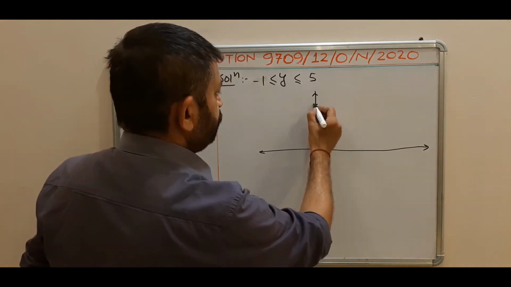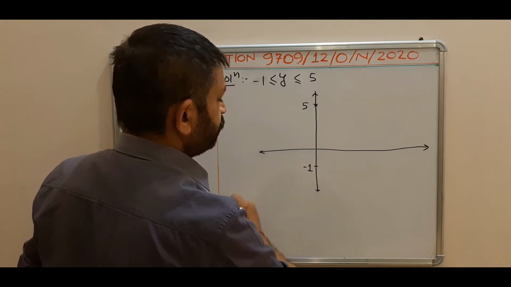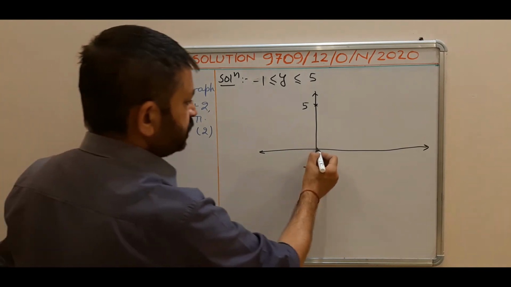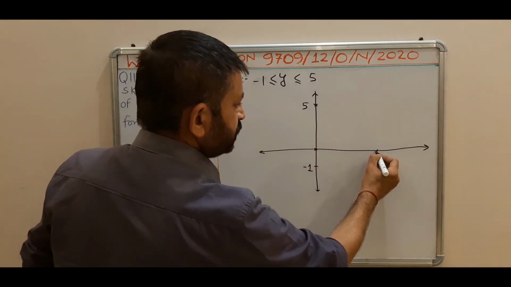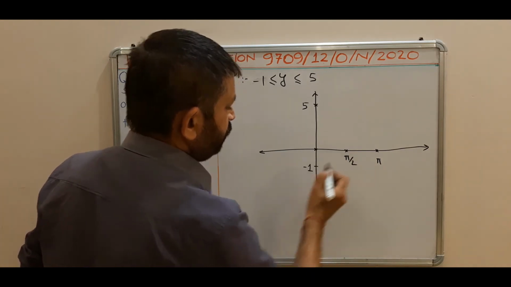So maximum value is 5, so I'm marking 5 here, and minus 1 is the minimum value. Okay, and graph is in between 0 and pi, so this is 0. Suppose this is pi, so in between we have pi by 2.